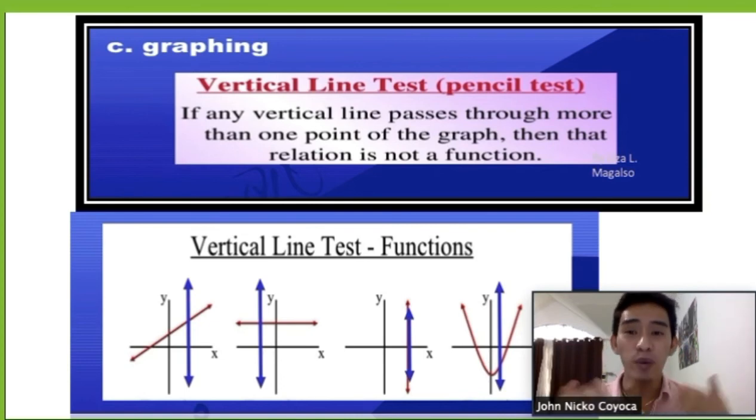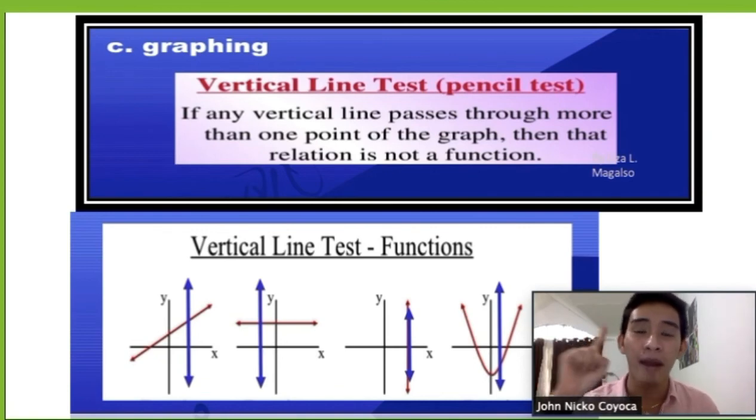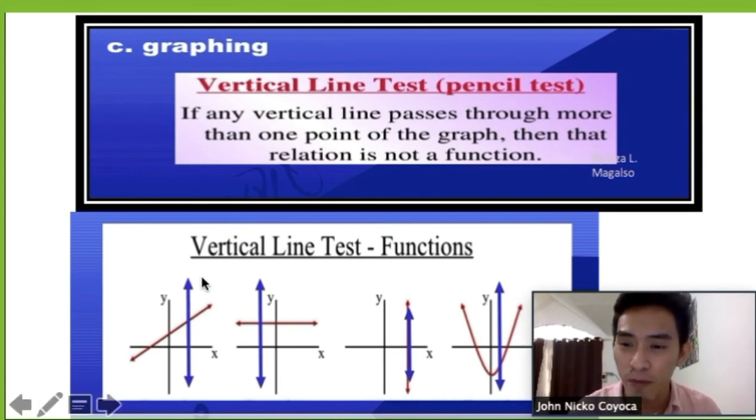So how do we know if it's a function? Our vertical line must pass through exactly only one point, as what is here presented in our graphing. So in our first illustration here, you can see that we try to look at our blue vertical line. It passes only through one point in the graph. So that means for every value of x, there corresponds exactly one value of y. Therefore, it is a function. All right, do you understand?